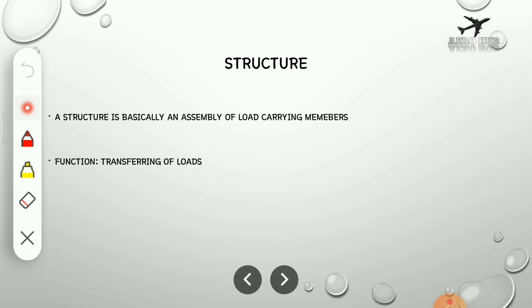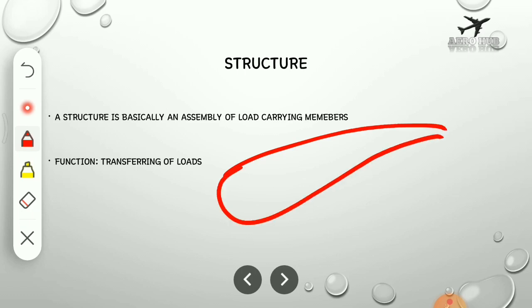A structure is basically an assembly of load carrying members. If you consider the section of a wing, which is an airfoil, this section is called a rib, and we have a number of elements like the spar, ribs, etc. The ribs will carry a certain type of load, the spar will carry some other type of load, and the stringers will carry another type of load. The basic function of a structure is to transfer load from one member to the other.